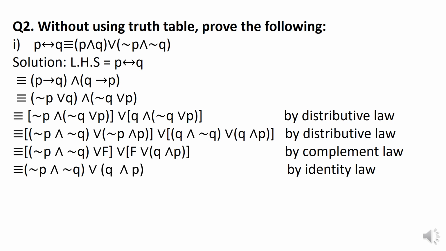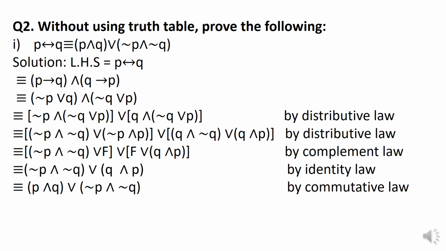Then in the next step, P or false is P by identity law. Thus the first bracket or false is the first bracket. So (not P and not Q) or false is the same as not P and not Q. Same way, false or (Q and P) is the same as Q and P. Both by identity law, you can check it out. Now we just change the order of writing by commutative law and we get (P and Q) or (not P and not Q). Thus we get our right hand side, RHS.